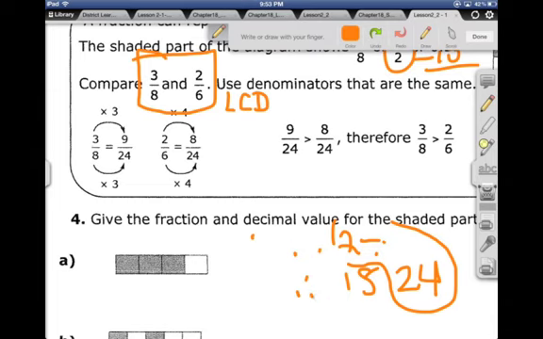Take me a second to erase this. I'll erase the rest in a minute.